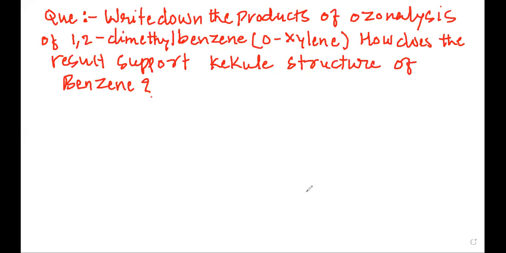In the last period, we have studied about the Kekulé structure of benzene and resonance structures. So today in this period, we want to prove that benzene has two different structures which are known as the Kekulé structures. Now let me read the question for you.